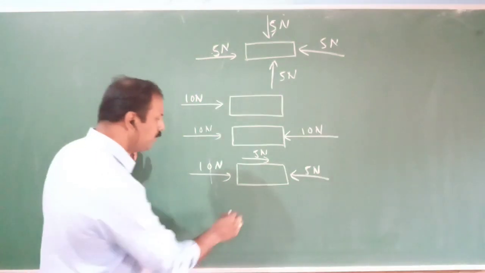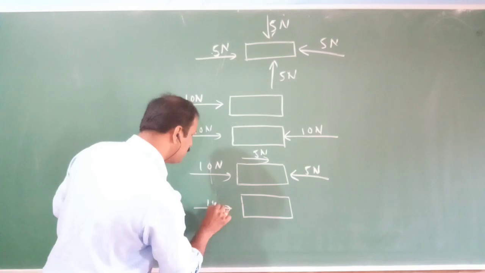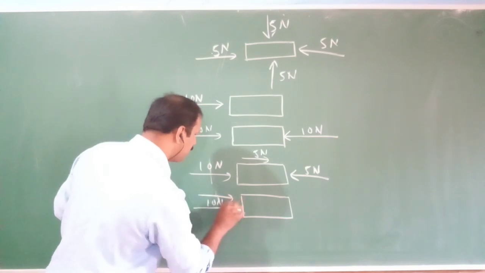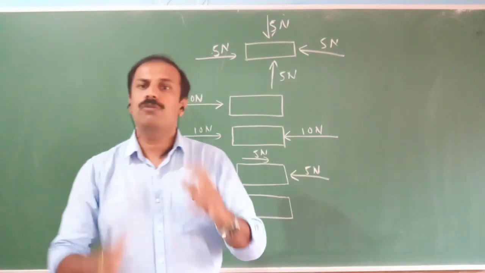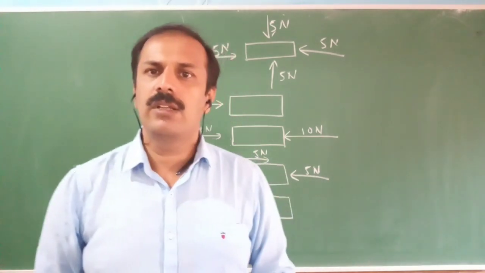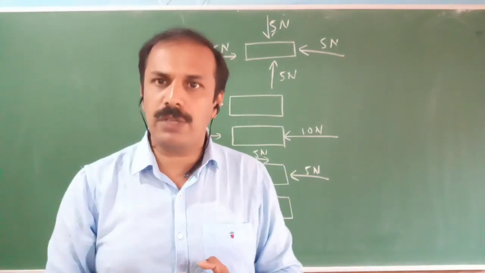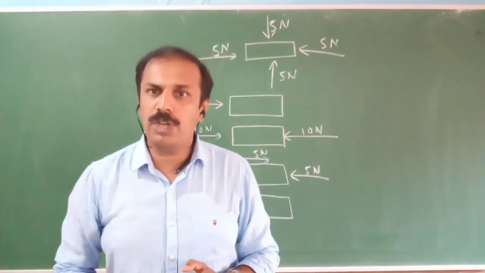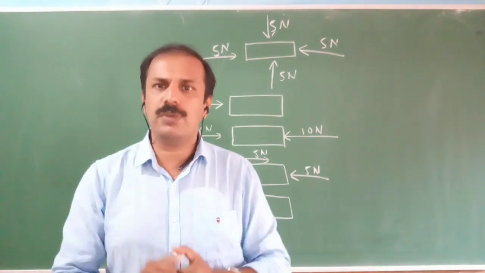Now, one more case you can take. Here you have 10 Newton in this way, and in the same direction you have another 5 Newton also. So the total will be 15 in that case. When the object is not moving and you take the vector sum of all the forces, you can see the total force is 0. That's why it's not moving.